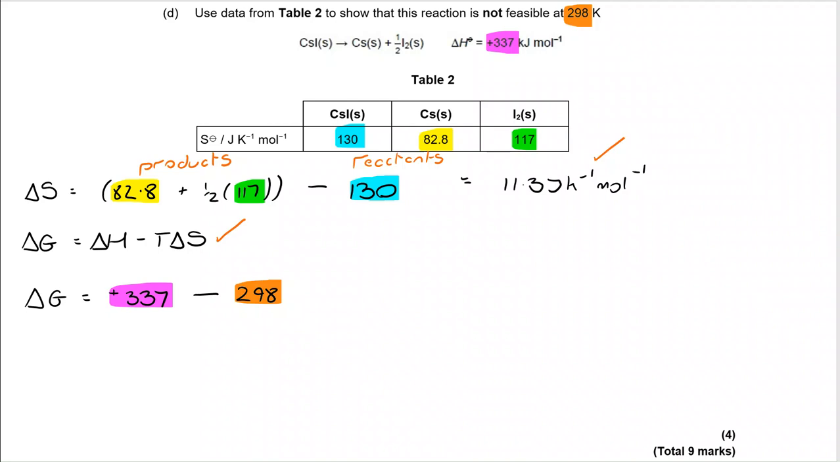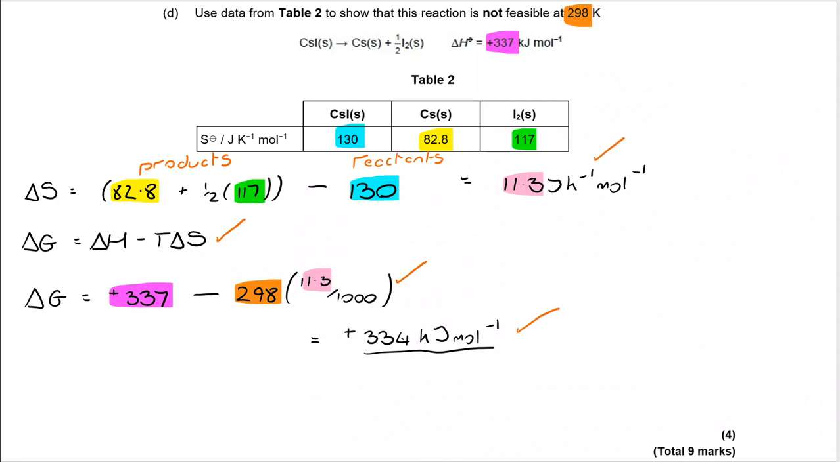But remember, there is an additional consideration here. We calculated entropy in joules per Kelvin per mole. To substitute it into delta G, we need to convert it into kilojoules per Kelvin per mole. So in this case, we would always divide that value by 1,000.